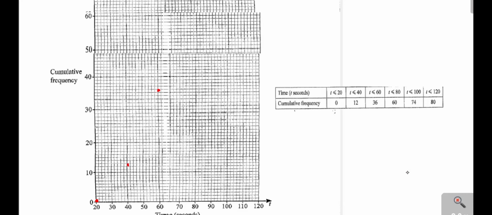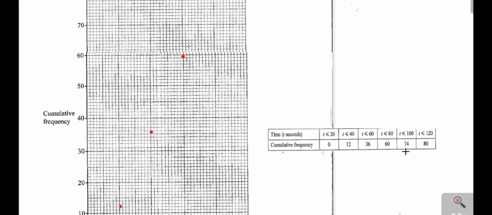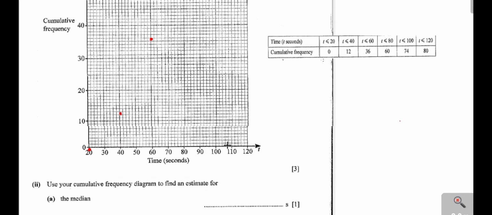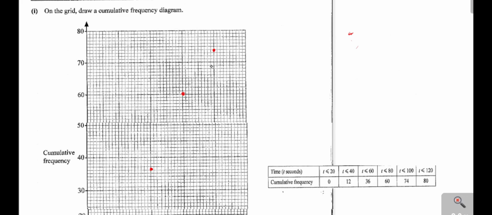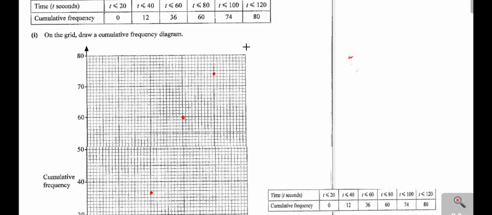Next, time is 80 seconds, and cumulative frequency is 60. This is 80, and this position will be 60. Next, time is 100, and cumulative frequency is 74. Look here, this is the 100 position on the time axis, and the cumulative frequency is 74. This position will be 74. Last, time is 120, and cumulative frequency is 80. This is 120 seconds. We will move vertically upward to the position where the cumulative frequency is 80.